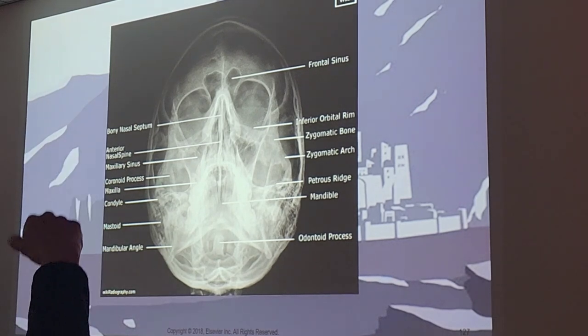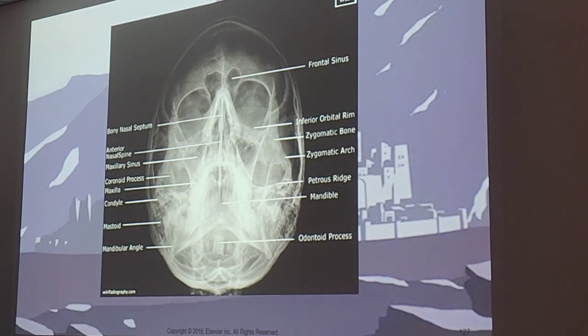You call it the infraorbital rim, but it's also called the inferior. We call it the rim or the margin. So infraorbital margin or inferior orbital rim. Correct.